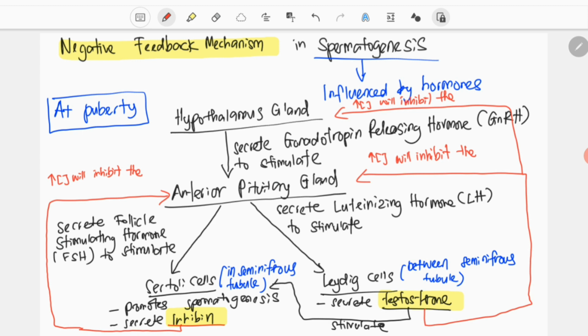Kalau inhibin tadi, high concentration will only inhibit anterior pituitary gland. So in general, the negative feedback mechanism of inhibin and testosterone will reduce concentration of LH and FSH. So kesannya reduce stimulation on the Sertoli cell to promote spermatogenesis. So kurang spermatogenesis. So that is negative feedback mechanism in spermatogenesis. Basically untuk kawal jumlah sperm produce. So kalau banyak sperm produce, the process of negative feedback mechanism akan reduce the number of sperm.